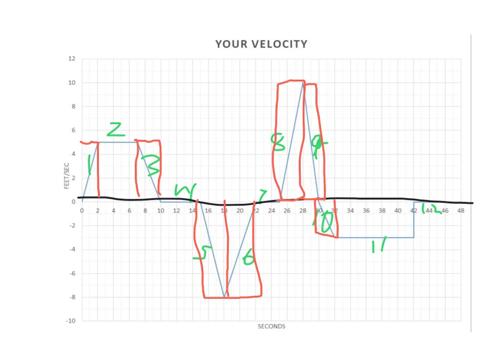So, the area of this first one: the height is 5, the width is 2, that gives me an area of 10. That means that the area under the curve is 5. And then the next one goes from 2 seconds to 7 seconds, so that is a width of 5 and a height of 5, so an area of 25. And then the next one goes from 7 seconds to 10 seconds, so a width of 3 and a height of 5 is 15.